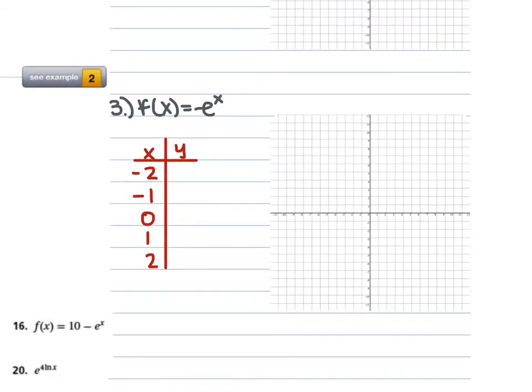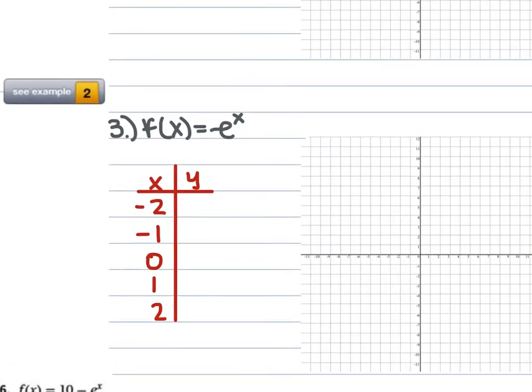For 3, we have f of x is equal to -e to the power of x. So we're going to plug in the -2, -1, 0, 1, and 2 for x here. So -e to the power of -2 is -0.1. So -2, -0.1 is about here. Then we have -e to the power of -1. That's -0.4. And that's going to be about here.